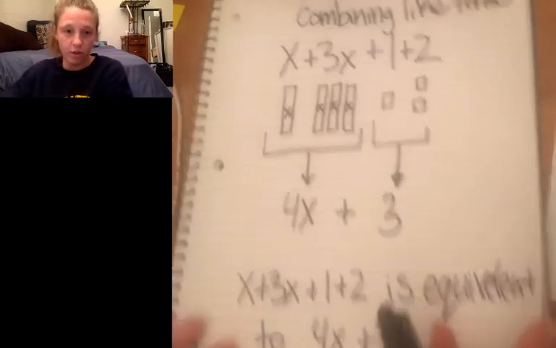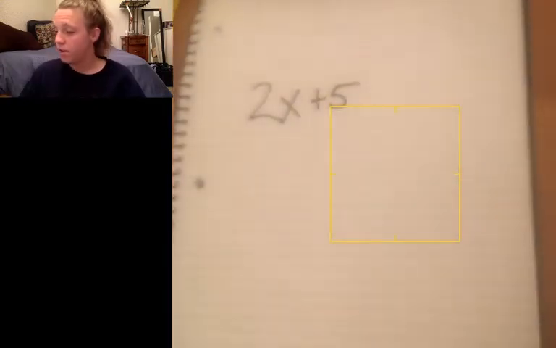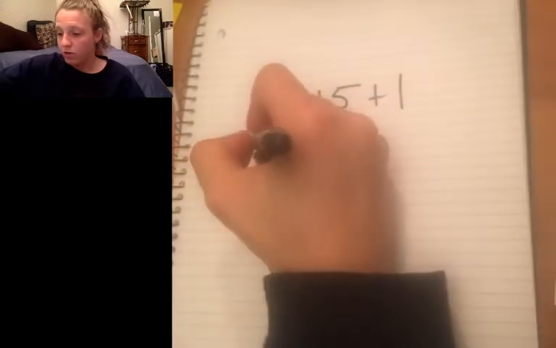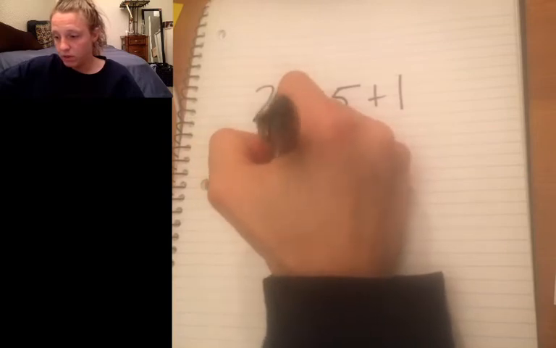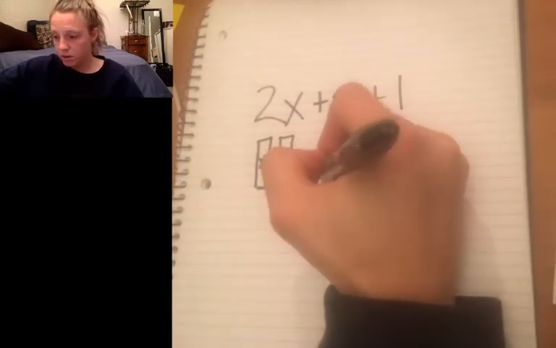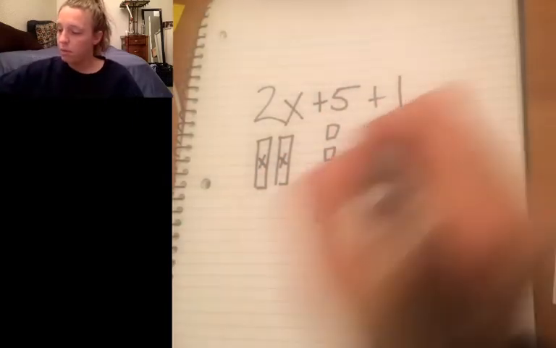What you can't do here, so I'm going to flip the page, I'm going to show you what you can't do. This new thing. So what you can't do is if you have 2x plus 5 plus 1, which if we drew it out would be 2 of our x tiles plus 1, 2, 3, 4, 5 plus 1.